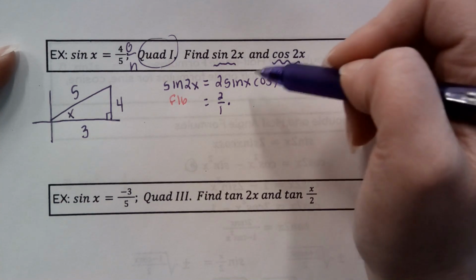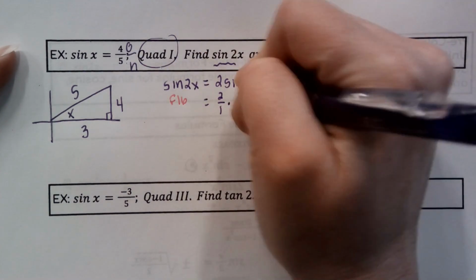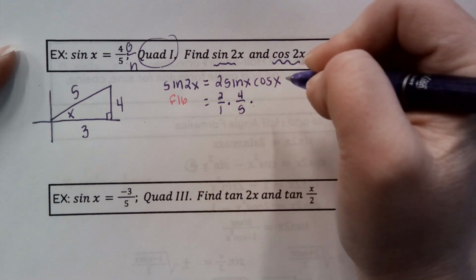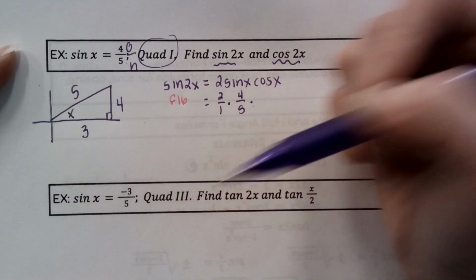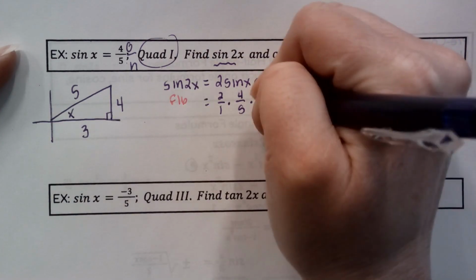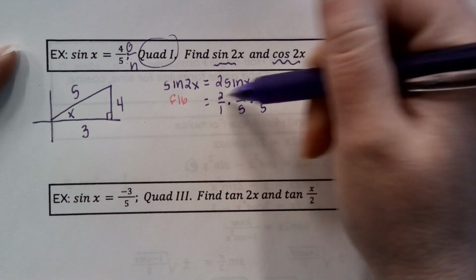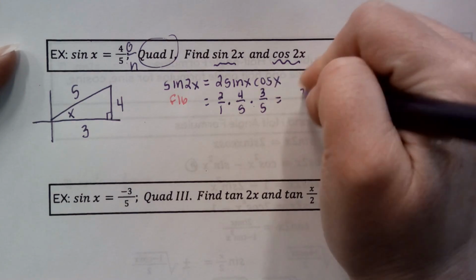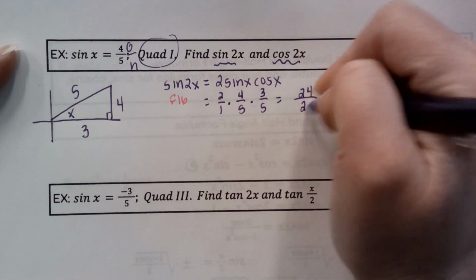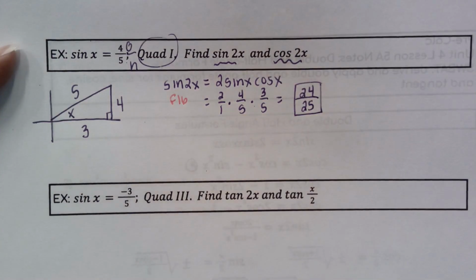Sine x was given as 3/5. And them wanting me to find cosine x is why I drew this handy dandy picture, because I can go to my picture and cosine is 4/5. Multiply all your numerators: 2 times 3 is 6, times 4 is 24. Multiply all your denominators: 1 times 5 is 5, times 5 is 25. Simplify if you can, otherwise you're done.